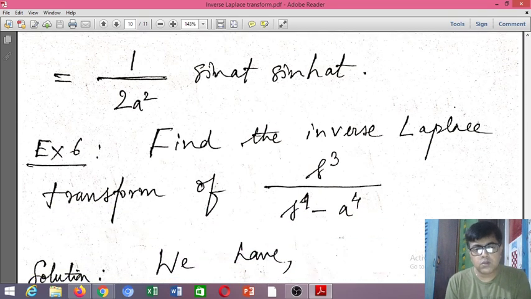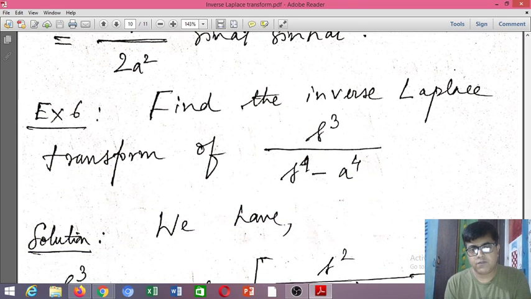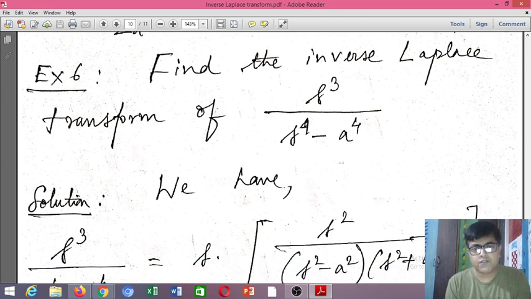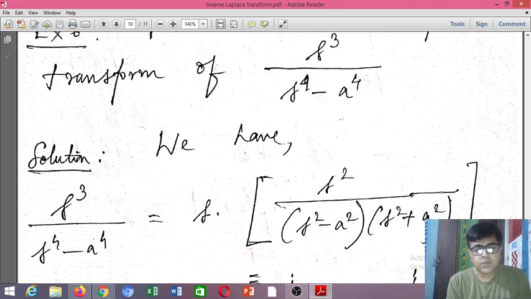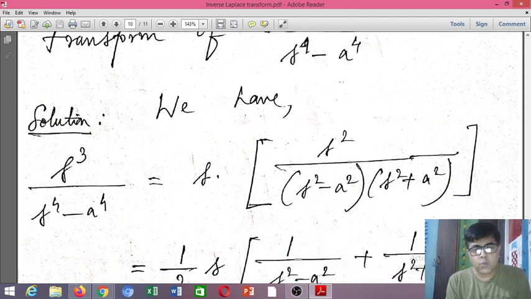Now coming to the next question. Find the inverse Laplace transform of s cube by s to the power 4 minus a to the power 4. Now this function, if you look at it very carefully, is not a difficult problem, but looks like a difficult one. This can be done very easily. How can we do it? We can keep one s factor outside.